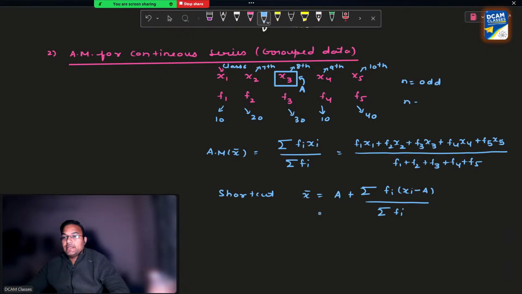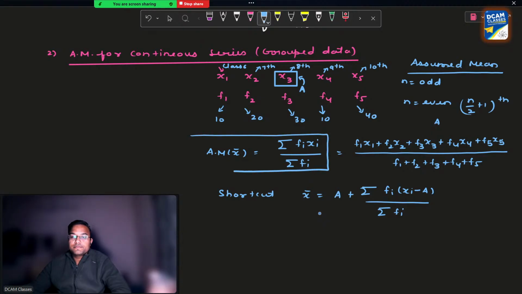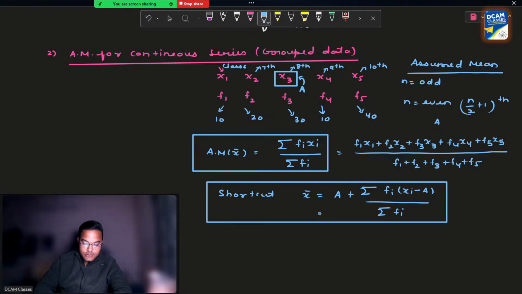Similarly, when n is even, then the (n by 2 plus 1)th value is your a. Clear? Rest all things are same. So these are the two formulas that you must be using. For grouped data, usually this shortcut method is used rarely, not many times, because it's not easy to use.